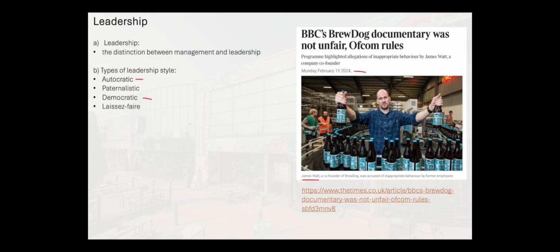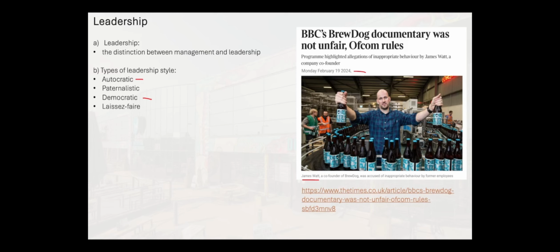And then the article that you're going to read when you pause in a sec is about some of the problems with James's autocratic leadership style. It didn't come off very well in the BBC documentary, and yes, it was ruled as unfair, as we can see by the headline here. However, maybe James admits that he is a little bit too blunt sometimes. Yeah, maybe that's his style.